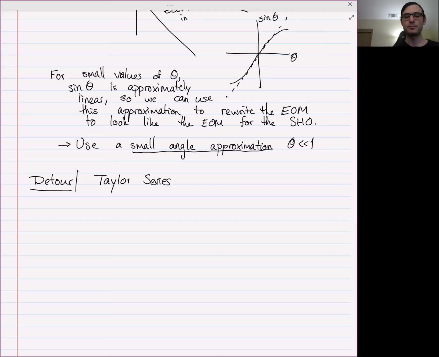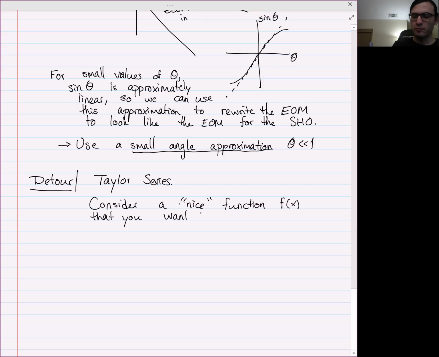what we're doing. So let's say that we have a nice function, and nice is going to be in quotes. It has to have certain properties. For example, it needs to be analytic at the point of interest, and it has to be smooth, and so on and so forth. But don't worry about that. Everything that we deal with is nice. Suppose we have a nice function, f of x, that you want to approximate near x equals a.